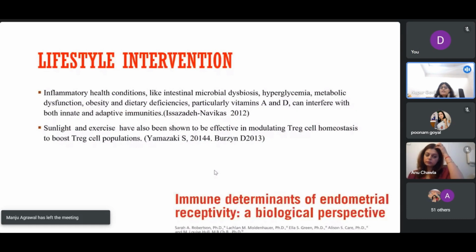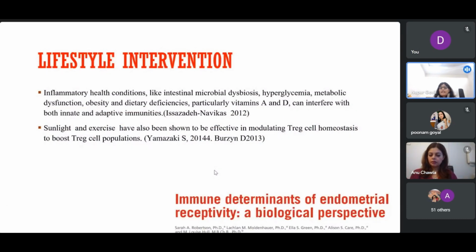Lifestyle intervention is a must. It has been found that micronutrient deficiency like vitamin A, D, hyperglycemia, obesity, harmful microbiome, these all can affect our endometrial receptivity. So we can work on improving these deficiencies. Sunlight and exercise have also been found to modulate the immune cells in the uterus.